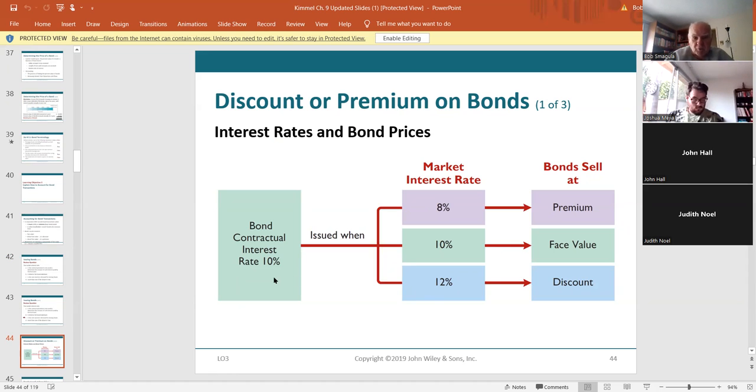If we're paying more, like on the top row here, we're paying 10 when the market rate is 8, people are going to come to us like crazy to borrow our money, assuming the risks are the same. So we're not going to get $100,000. We're actually going to get maybe $109,000, $112,000, something like that.